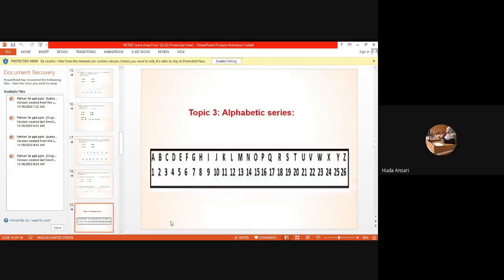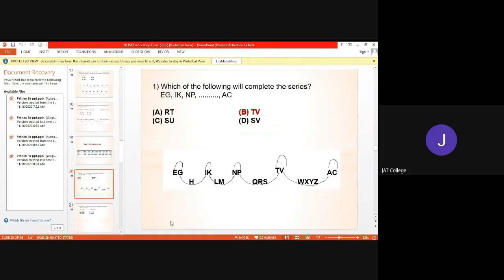Yes, sir. Now, alphabetic series. Now, what you have to do in this series, first of all, you have to write down all the alphabets with their numbers. That means A stands for 1 and Z stands for 26 in this way. And this series will be helpful to you in the question paper. So look at here, the question based on the alphabetic series.